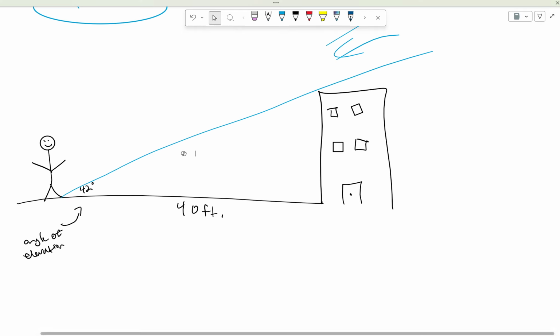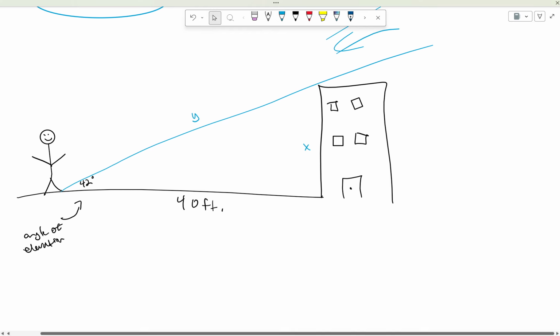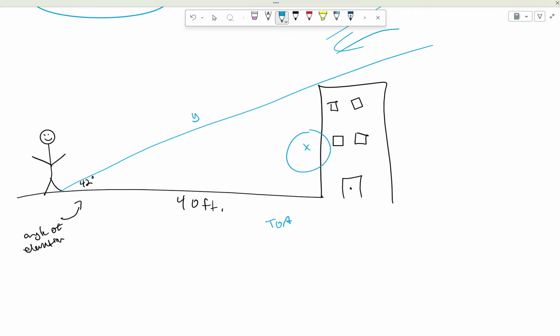And I want to know roughly two things: from me to the building directly, and then the height of the building. So, let's figure this out. Well, one thing I could do is use tangent, TOA, because I've got opposite and adjacent. And I could say the tangent of 42, from the angle, is equal to x, the opposite side, over the adjacent side, 40.